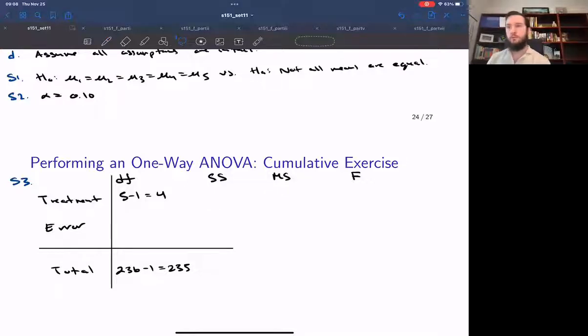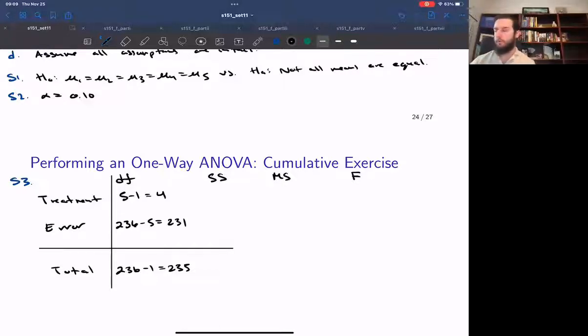Okay, the error can be found in a bunch of different ways. If we're going to follow the formula directly, we would have n minus k. So that's going to be 236 minus 5, which is 231. But you can see that 4 plus 231 is 235. So the other way that you could get the error is you could just subtract the DF treatment from the DF total.